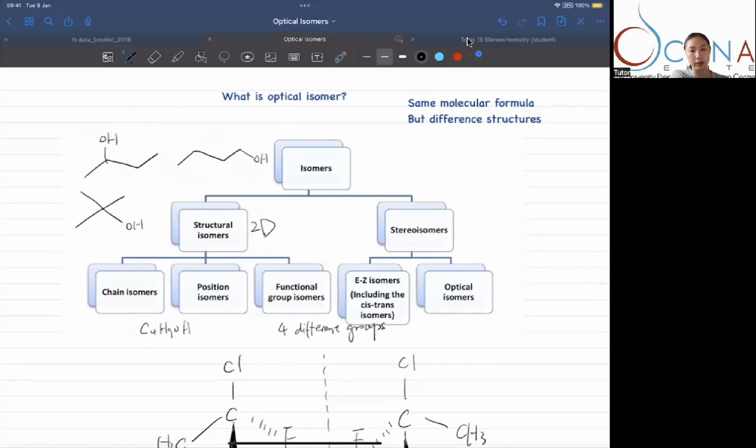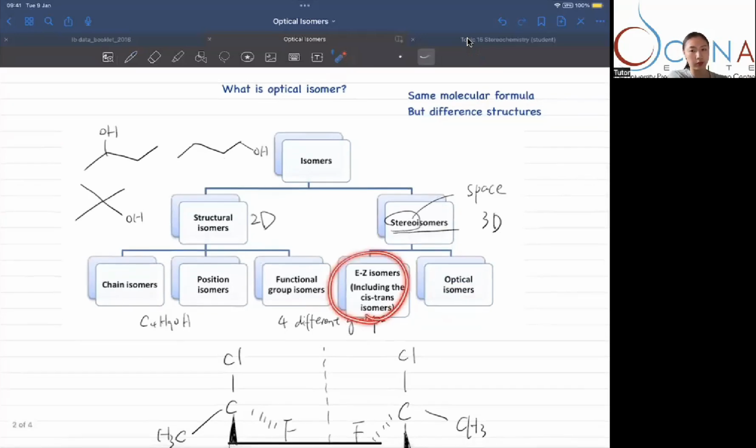However, optical isomers belong to a group called stereoisomers. Stereo means 3D space. So stereoisomers are different in space, spatial-wise. Optical isomers are one of them. Another type of stereoisomer that you learned is the cis-trans isomerism in alkenes. But we won't go into too much detail on that today.